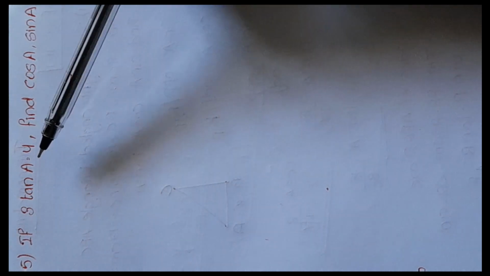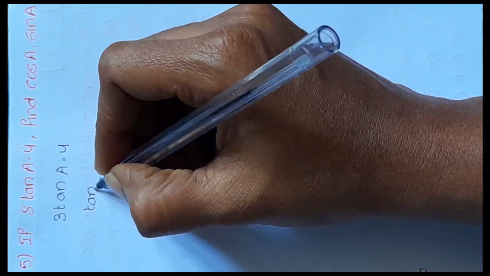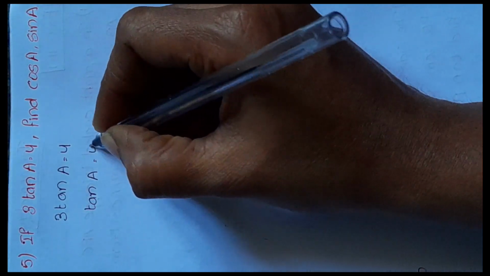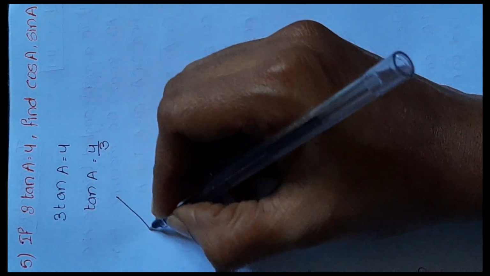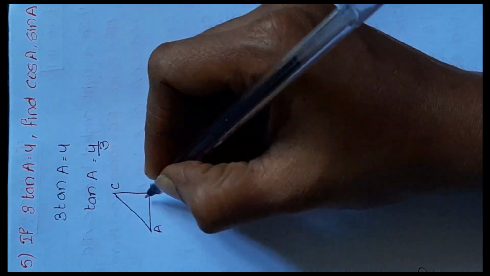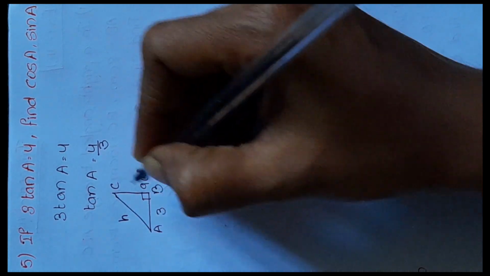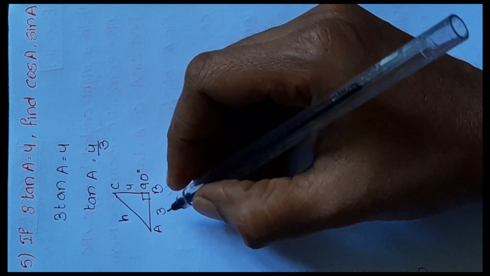Fifth question. If 3 tan A is equal to 4, find cos A and sin A. Here we have 3 tan A is equal to 4. From this we can write tan A is equal to 4 by 3. Let us draw a right angle triangle ABC with B 90 degrees. Let this be 3 and BC is equal to 4.